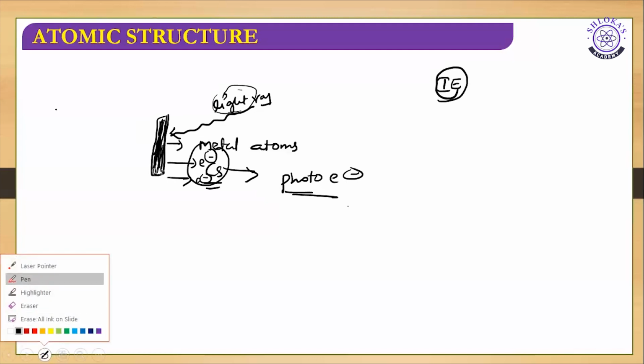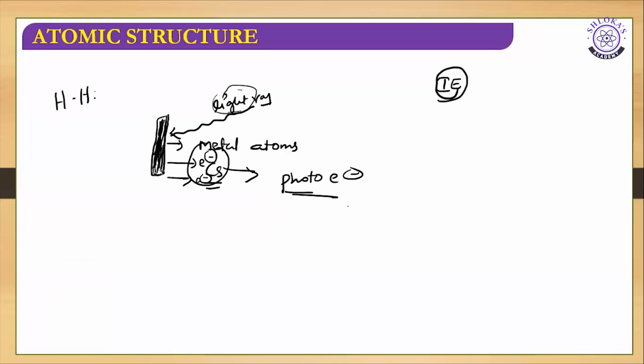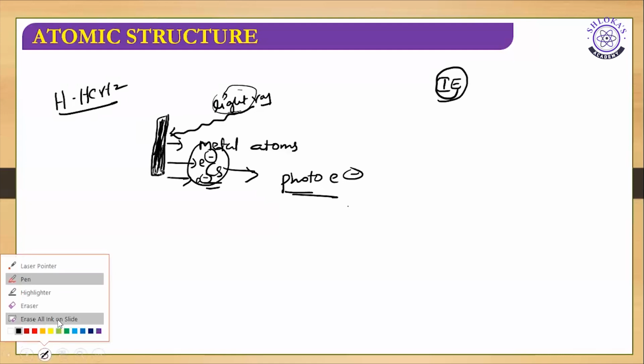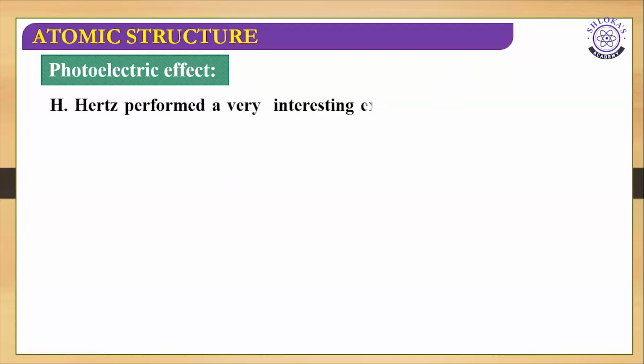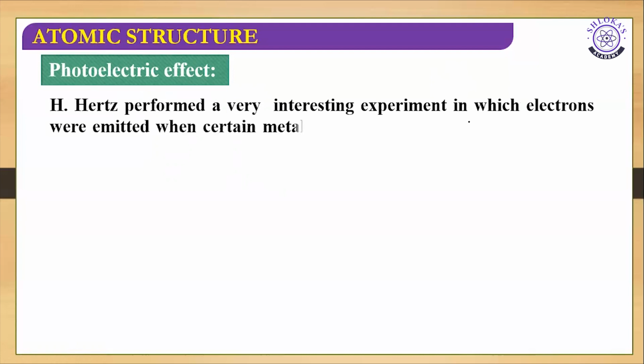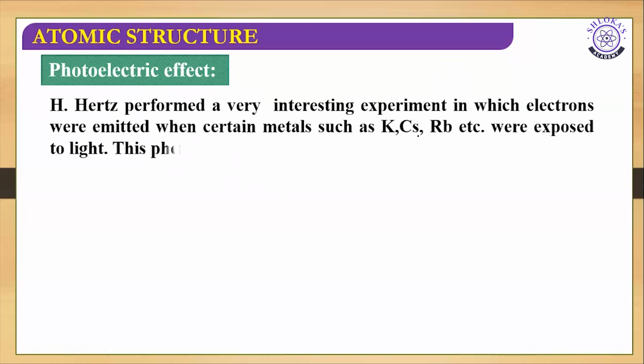This was first given by the scientist Heinrich Hertz, and he defined the photoelectric effect like this, and by seeing this definition you can make notes also. How can you define the photoelectric effect? The scientist Heinrich Hertz performed a very interesting experiment in which electrons were emitted when certain metals such as potassium, cesium, rubidium, etc., were exposed to light, and this phenomenon is called the photoelectric effect.